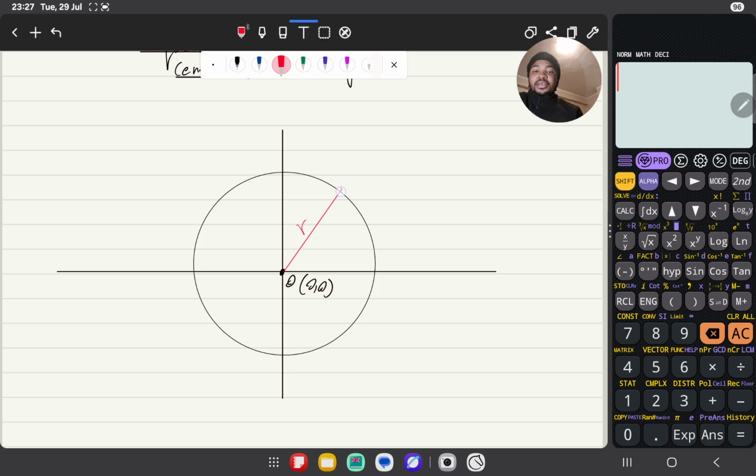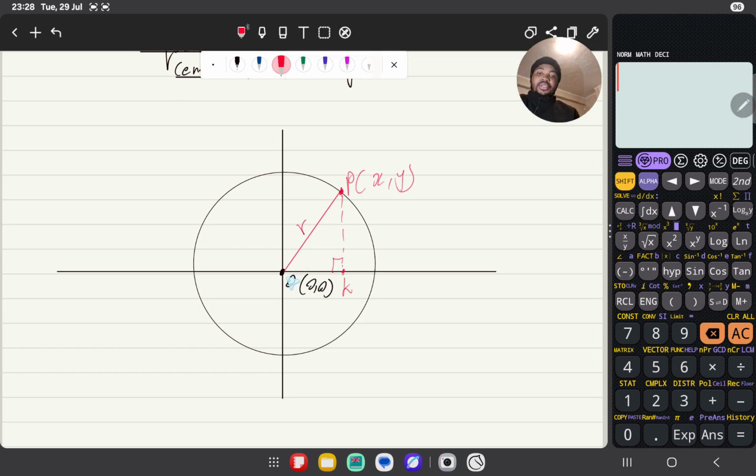Say here you have a point on the circumference, a point P, which is (x, y). Perhaps I can say there's a line from P to the x-axis which is also perpendicular to the x-axis, and let me call this point K. Now I want to ask you a question: using the distance formula, if I want to find the distance for r, how will I do it?